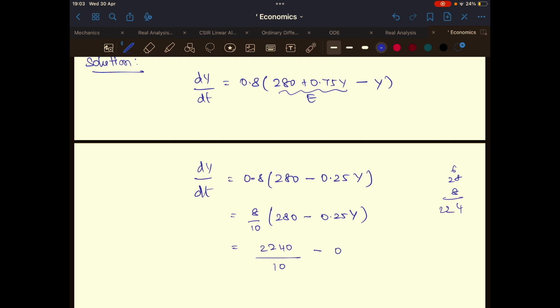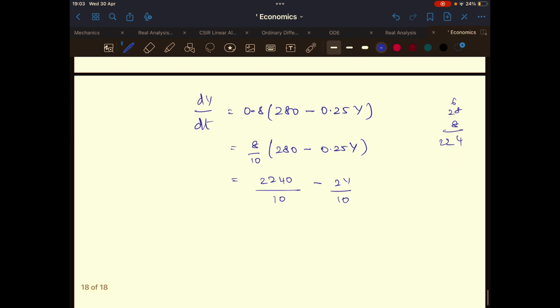Okay, minus 0.25 into 8. What is 0.25 into 8? 0.25 into 4 is 1. So 0.25 into 8 is 2. So 2Y by 10. I have just multiplied only with 8. Okay. Now I am going to divide by 10. So 224, 0 gets cancelled. Minus 2Y by 10 is Y by 5. Now 1 by 5 is nothing but 0.2. Am I right? I can write it as 0.2Y.